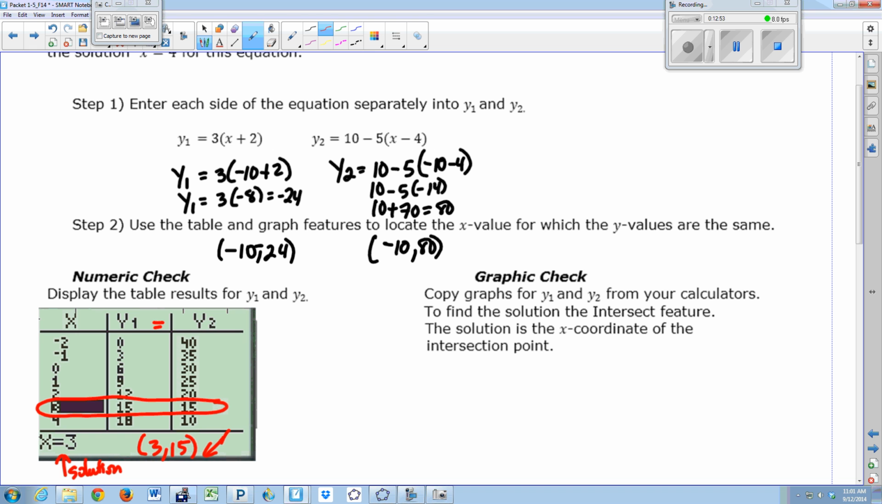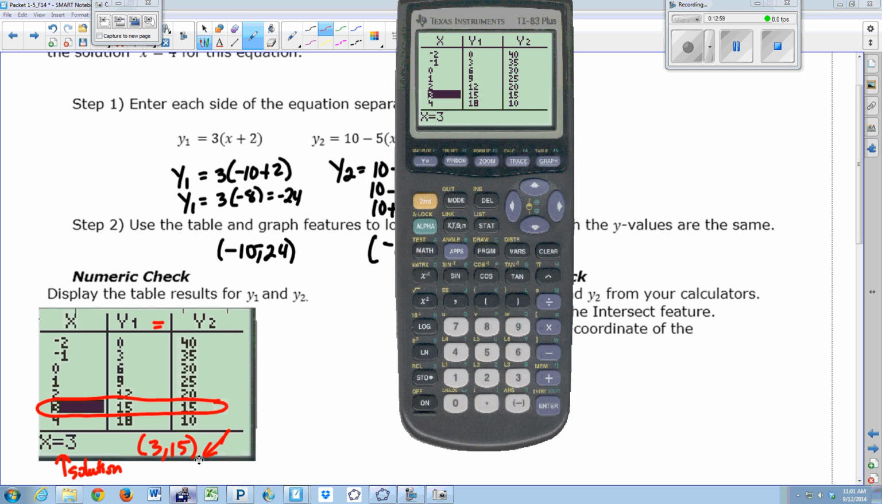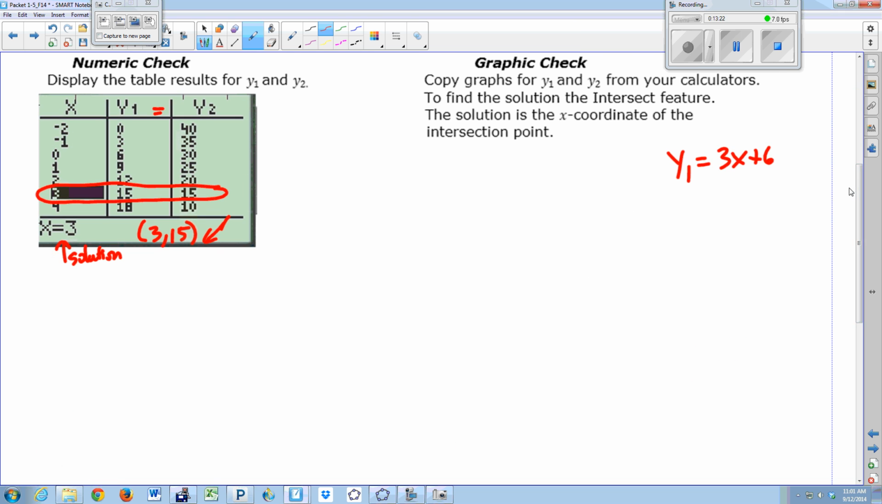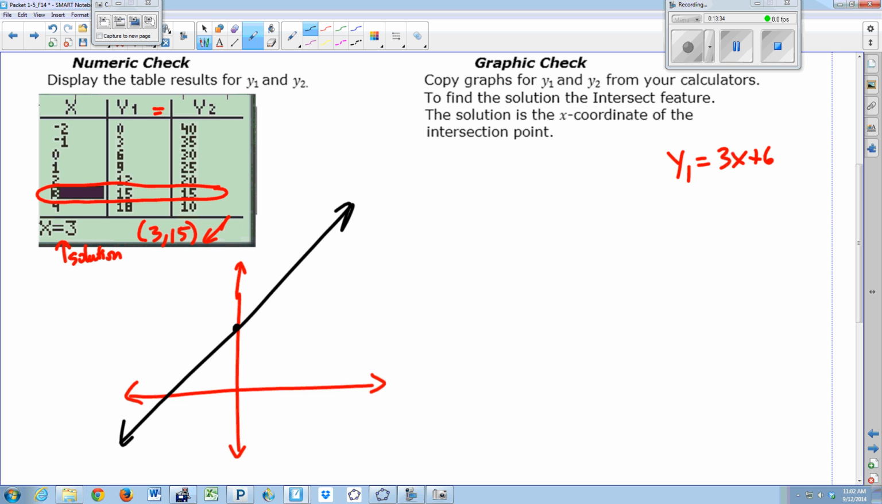Okay, so what would this look like on a graph if you were to graph it? Well, first of all, what kind of graph do I get when I graph 3 times the quantity x plus 2? What kind of picture would I get? Yeah, Katie? Linear, I get a straight line. And what do we know about that straight line? Well, y1 equals 3x plus 6. What could you tell me about that straight line if I would just do a quick graph of it? It has a positive slope. What else can you tell me about it? It has a y-intercept of 6. So it's going to look something like that. I'm just doing a quick sketch.